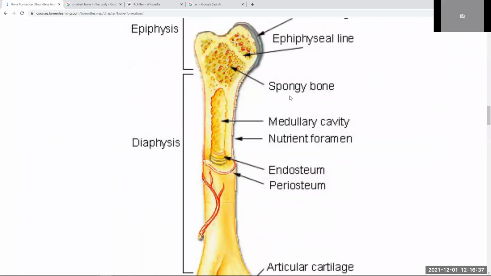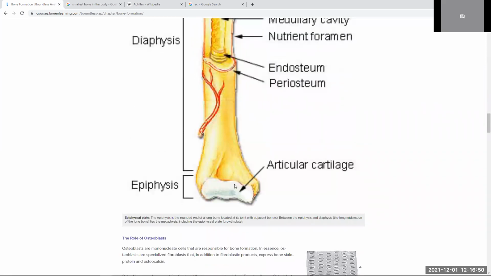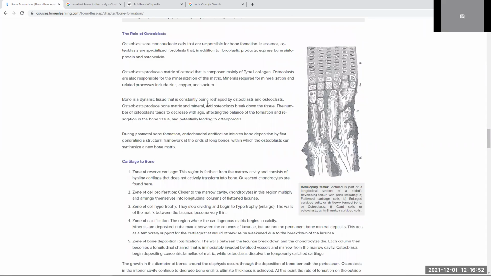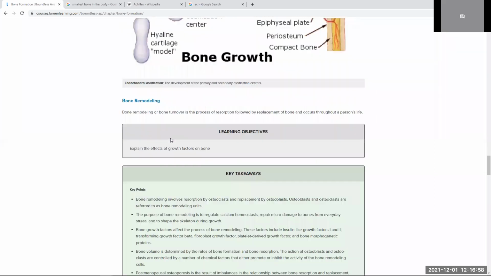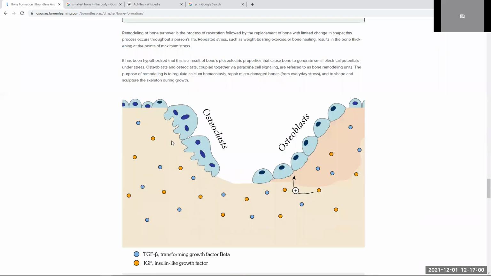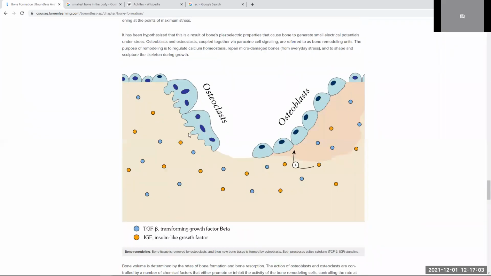Okay, so we mentioned that this is the spongy bone, and it does have shock absorptive properties at the tip of the bone. Then you have the shaft of the bone. This is compact bone here, so very important to take note of those two. Right, the osteoblasts. We mentioned the role of those osteoblasts, and the osteoclasts. Osteoblasts create bone, and osteoclasts take away.